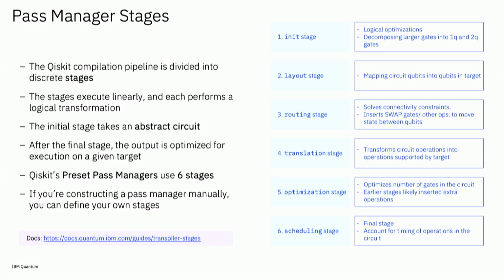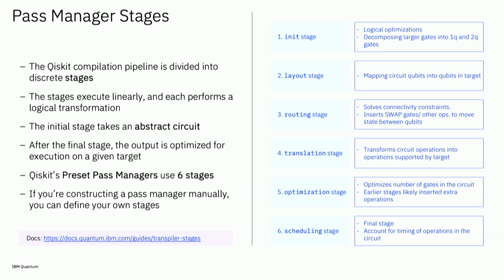So we have the init stage, which is designed for any initial transformations that we need to do to the circuit. And that includes setting the stage for the next one, which is layout, which is used for mapping the circuit qubits to qubits on the device. Then we have the routing stage, which inserts those swap gates we talked about earlier to account for a lack of connectivity on the device that's necessary to run the circuit.